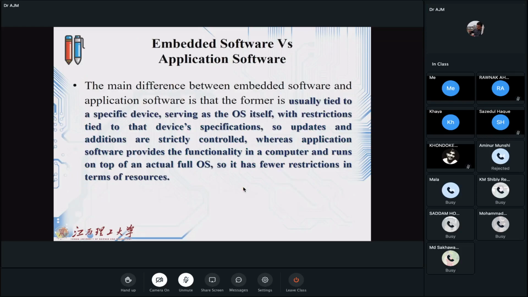These could be the embedded system, but let us see what is embedded software and application software. The main difference between embedded software and application software is that embedded software is usually tied to some specific device, serving as the OS itself, with some restrictions tied to the device specification. So updates and additions are strictly controlled, whereas application software provides functionality in computers and runs on top of an actual full OS, so it has fewer restrictions in terms of resources.